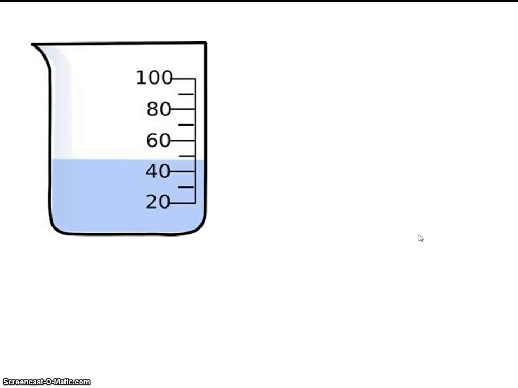Now, reading from this beaker, it's a little bit tricky. Let's try to figure out what we know for certain. Well, this would be 20, 30, 40, 50. So it looks like we only know the tens place for certain. We know that this volume is somewhere between 40 and 50. So what's a number between 40 and 50? Well, to me, it looks like it's close to 50, so I'm going to say that it's 49 milliliters.